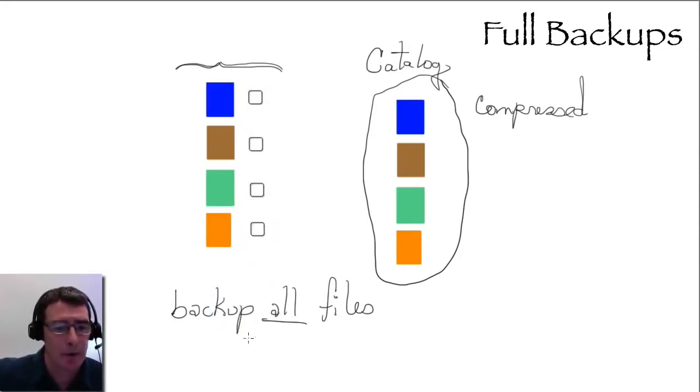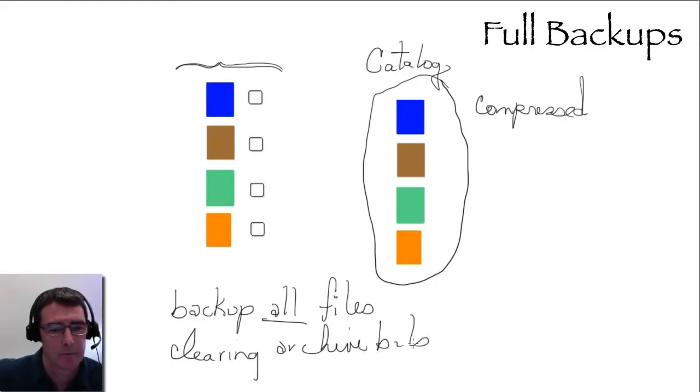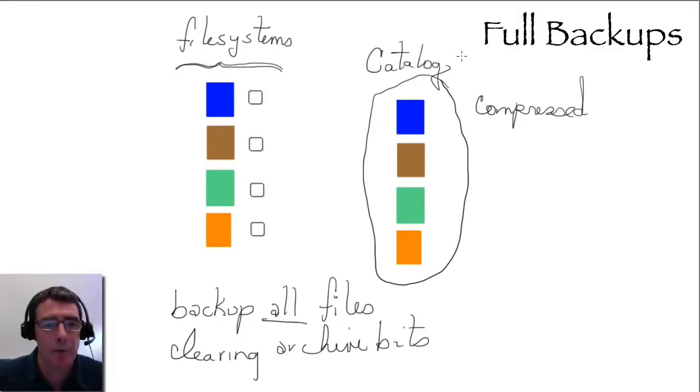So we're backing up all the files and we're clearing the archive bits. So in our file system, the changes occur to just the archive bits, and we produce this backup file, which is called a catalog, and it usually has a timestamp. So this is a full backup catalog here, and it's often contained in one file just to make it easier to access.